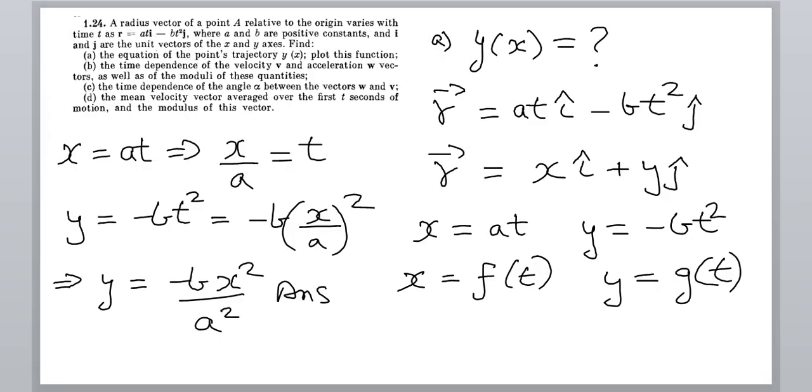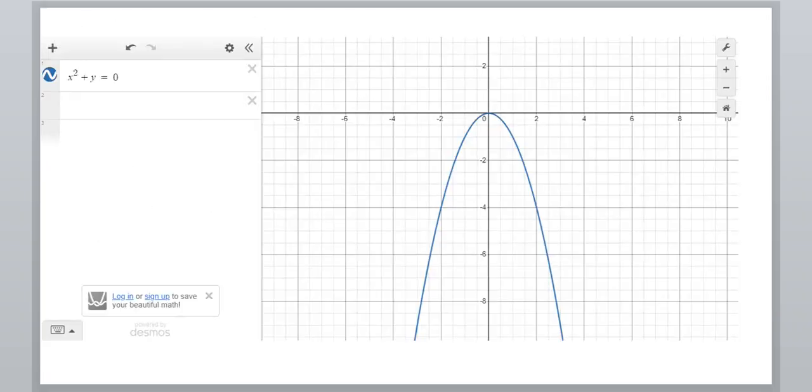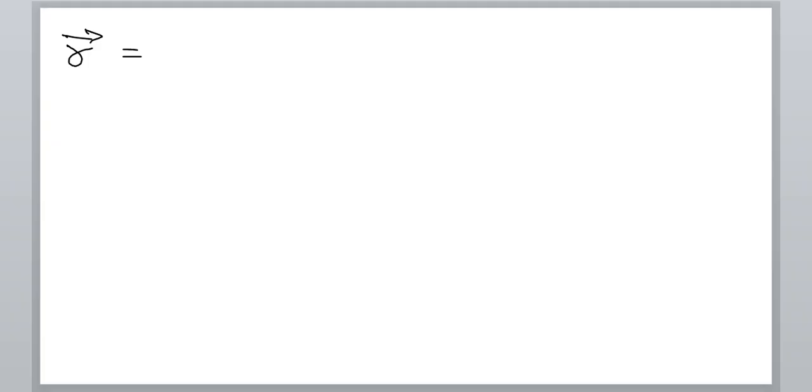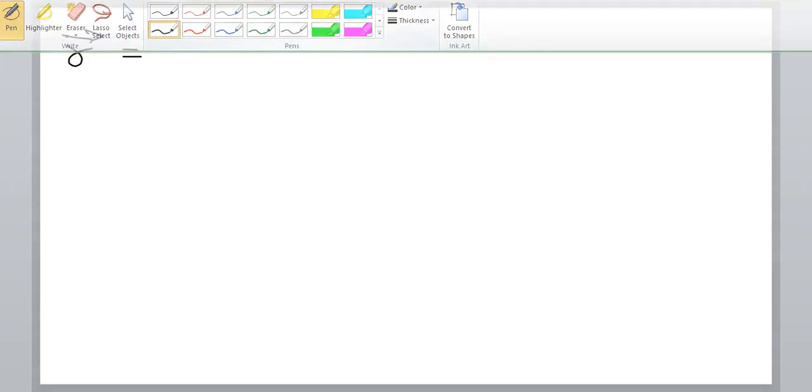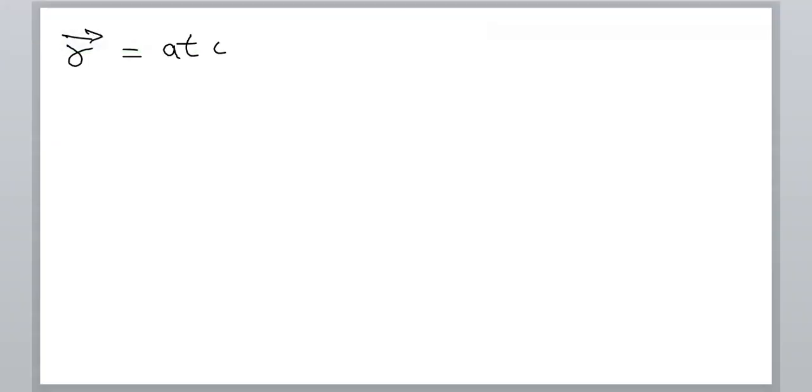The B part says that the time dependence of the velocity v vector and acceleration w vectors as well as of the moduli of these quantities. So we need to find the velocity vector and acceleration vector, and r vector is given in this fashion. r vector is equal to a t i cap minus b t squared j cap.